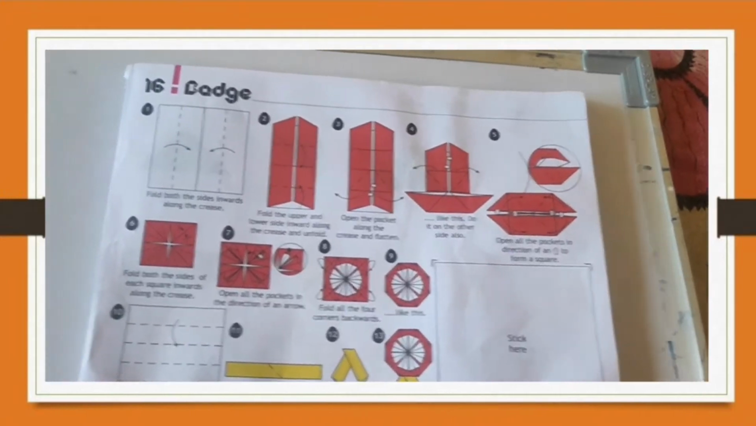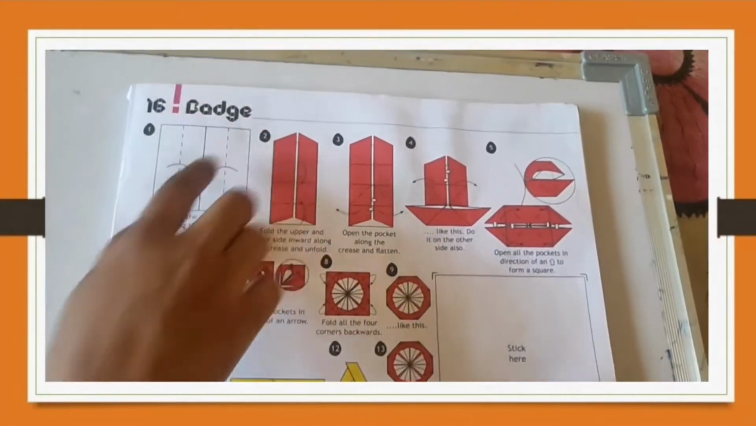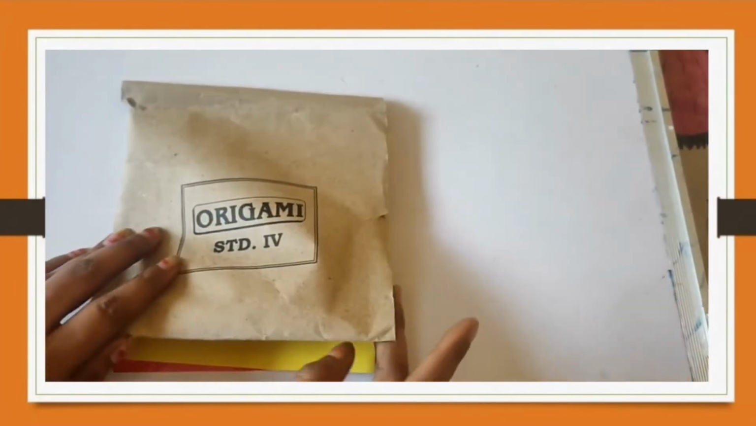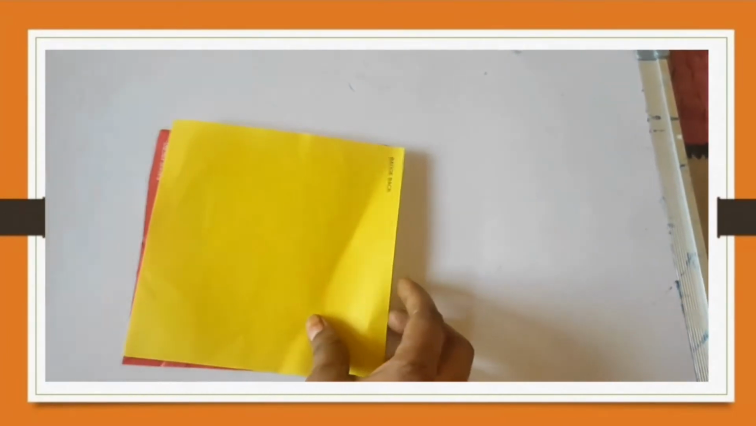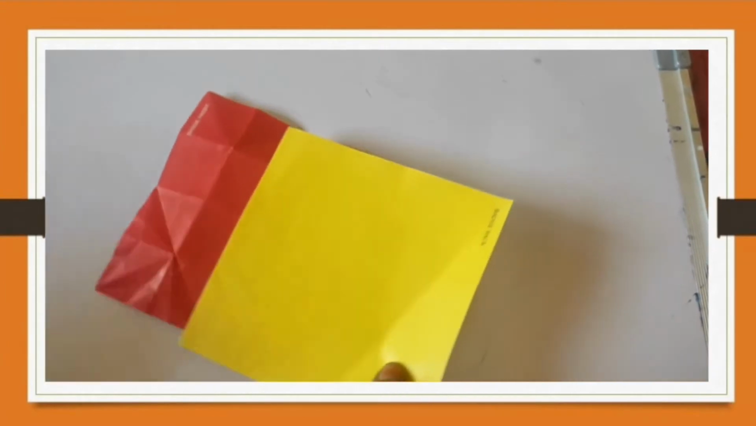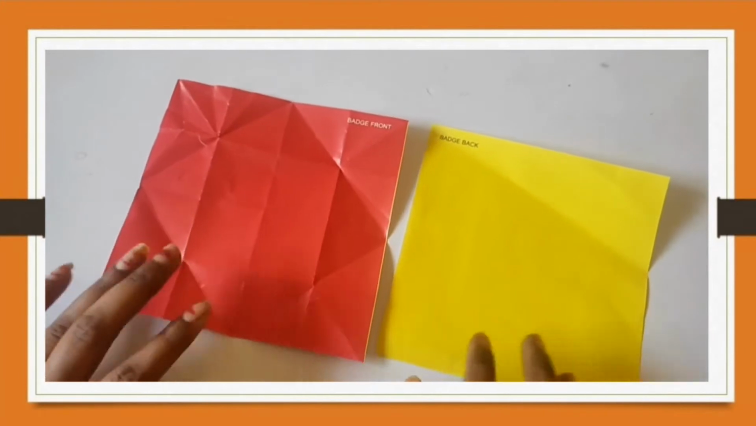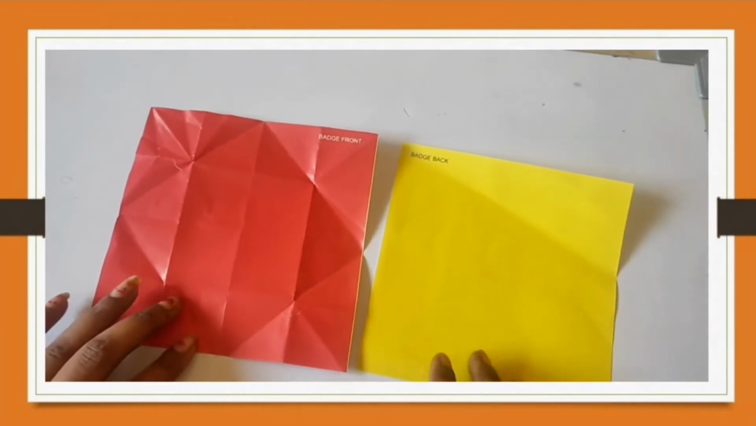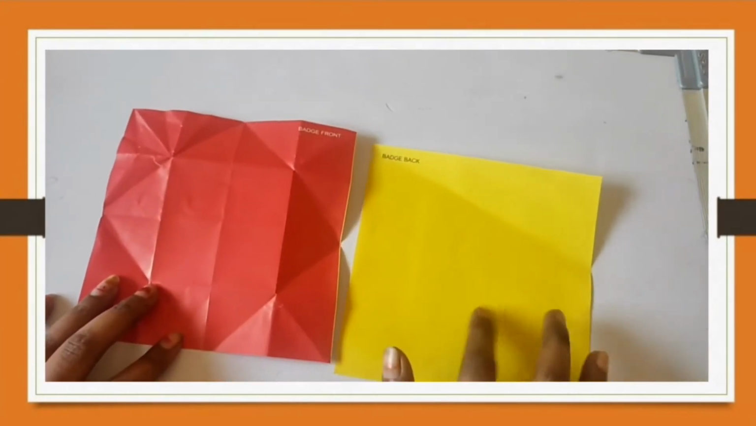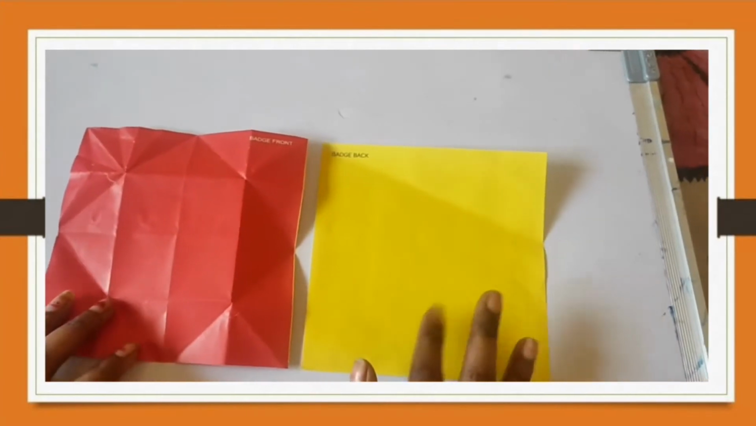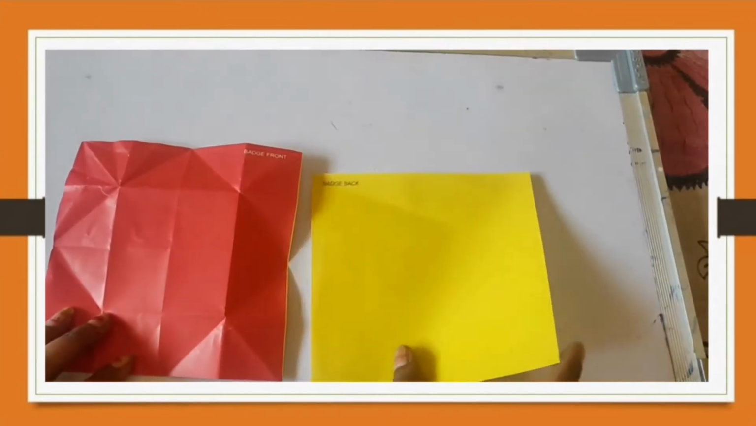Students, our second topic for today is badge. So students, take an origami paper from the origami packet. See students, this is how our badge paper is going to look. See students, there are two papers. With the first paper we will make a badge, and from the second paper we will make a ribbon. So students, let's start to make a badge.